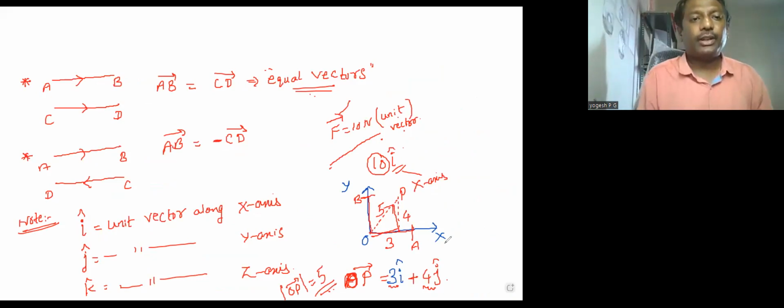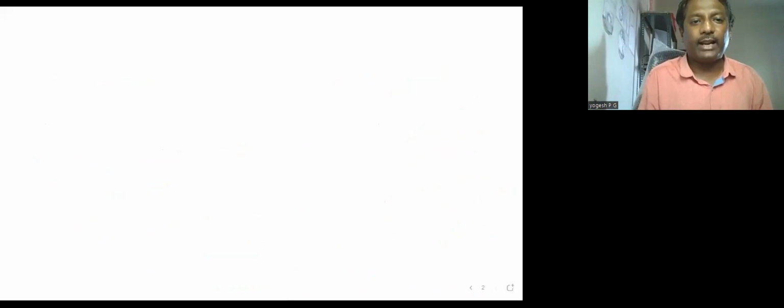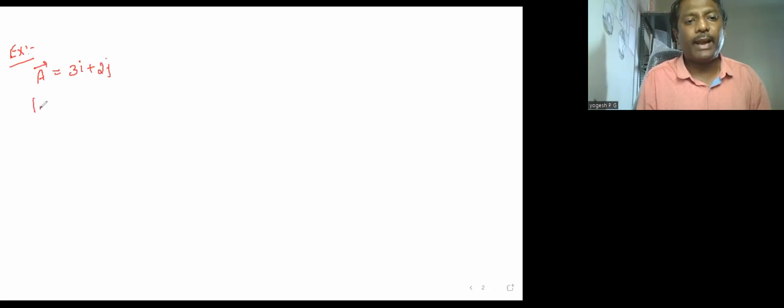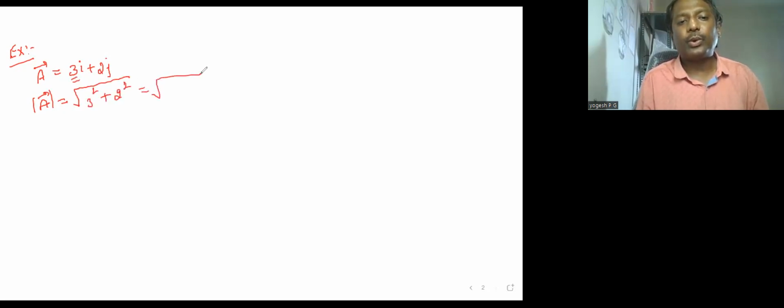Okay. Now let us continue that in the standard format. If I represent a vector A as 3i plus 2j, can you tell me the magnitude of this A? Simple. Put the root, take the squares: 3 squared plus 2 squared. This is root of 9 plus 4, no? Root 13.